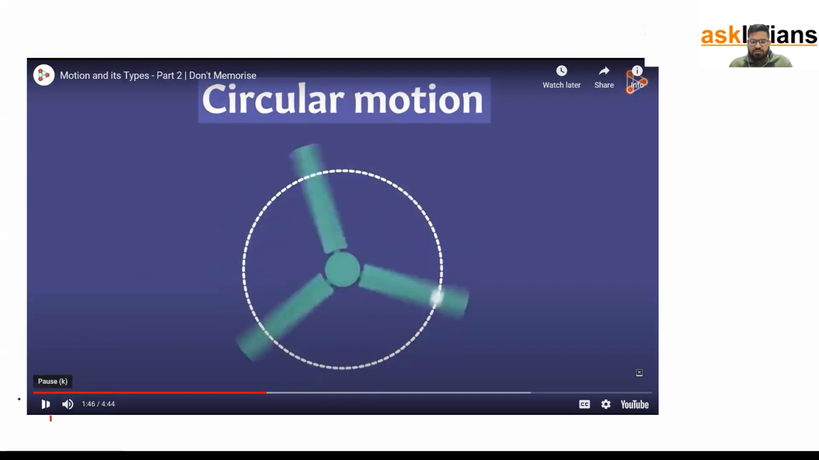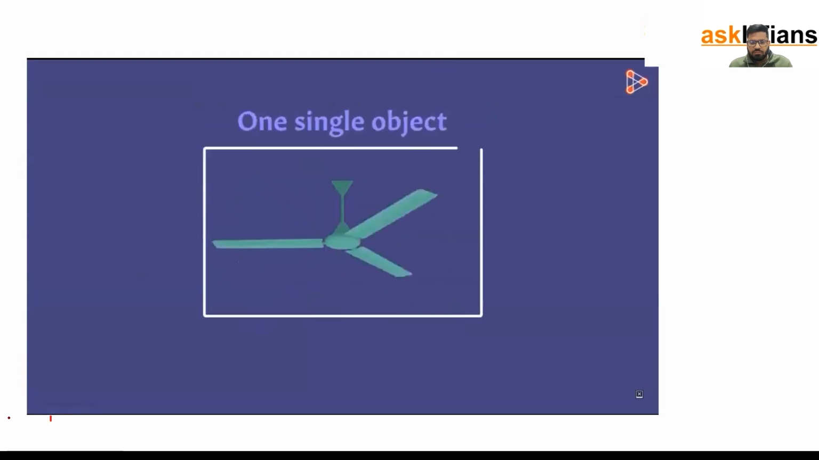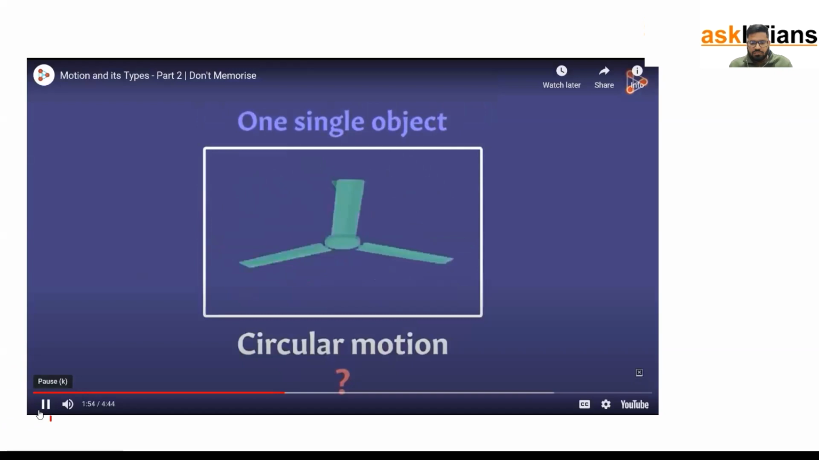Now, what if I take the fan as one single object? Can I say that the fan as a whole is moving in circles? Obviously, no, the fan is not moving as a complete body. Only the part of the fan which we have marked on the blade is moving in a circular motion. But as the complete fan, it is not moving.